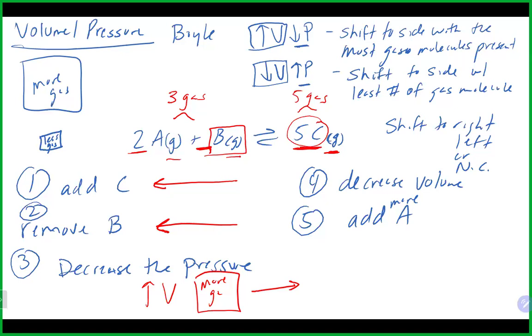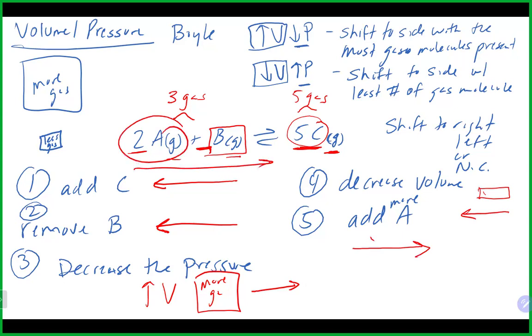Now, if I decrease the volume, that means I have a much smaller volume. So in this case, it's going to go to the left, which is the least number of gas molecules. And if I add more A here, it's going to go away from A. A is over here, so it's going to cause it to go in that direction. Any questions on that there?